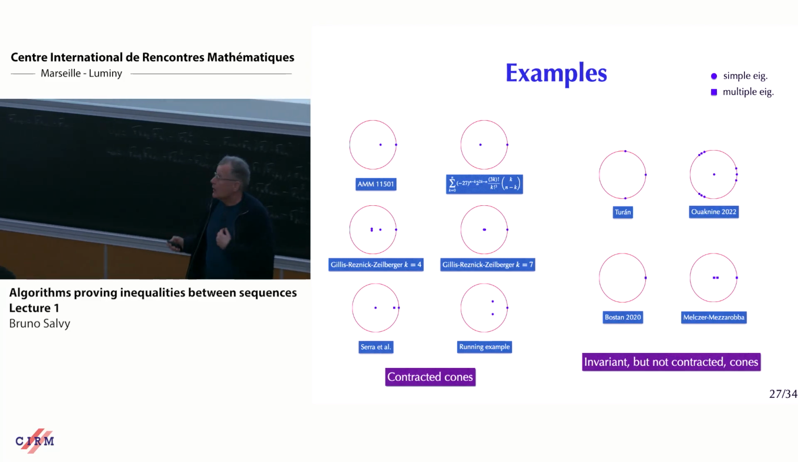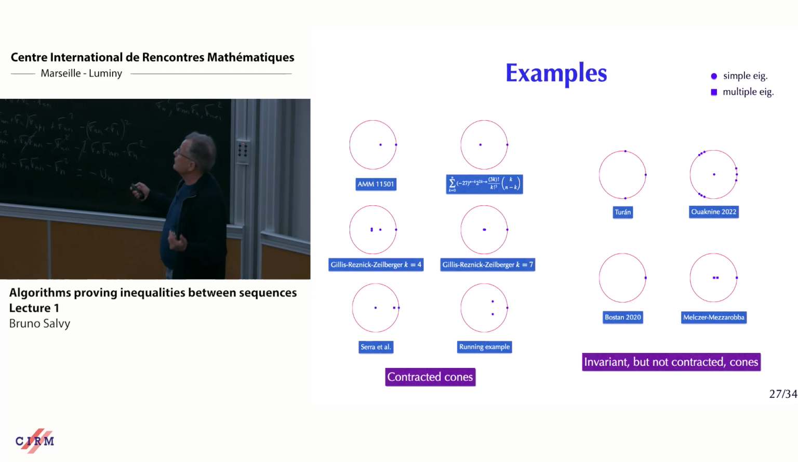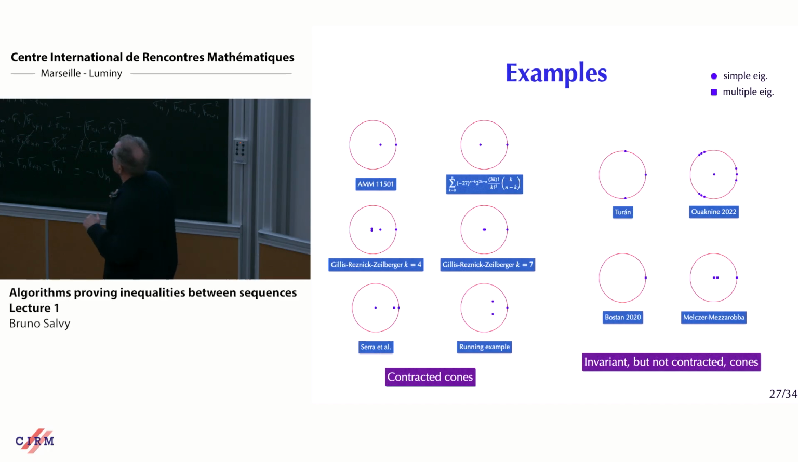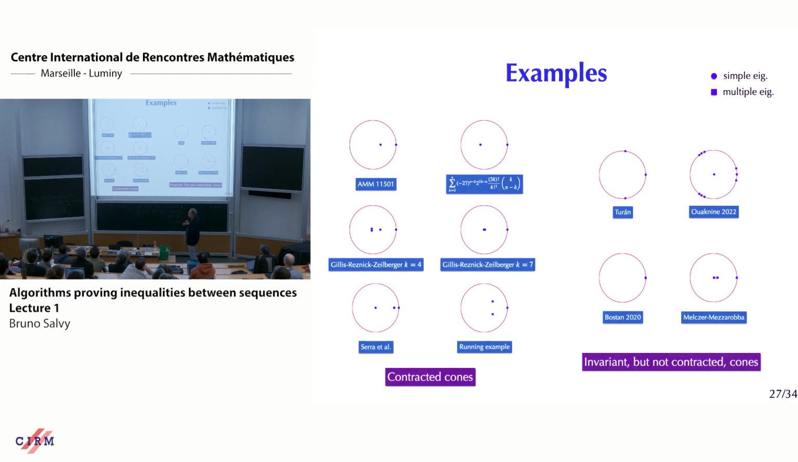So what do we have? We have this exercise from the Monthly. This is the picture. You have a dominant eigenvalue here, and the other one is inside the disk. So there is a contracted cone. The second one, that was the Straub-Zudilin example, again, same shape. There was this family, Gillis, Reznick, Zeilberger. For k equals 4, this is what it looks like, contracted cone. For larger k, 7, all the inner eigenvalues will converge to 0. So it's a contracted cone, obviously. There's only one here, and it's positive.